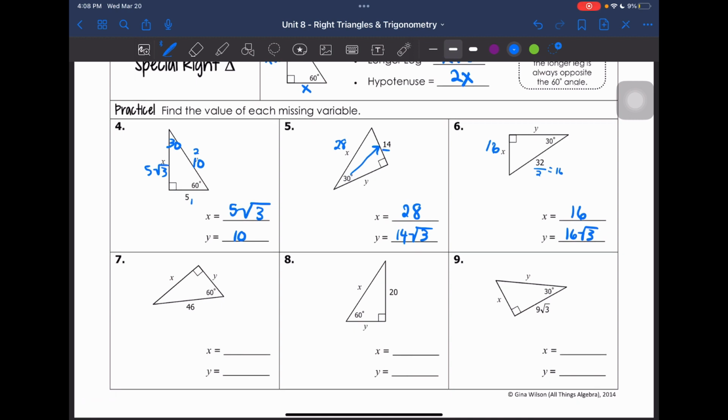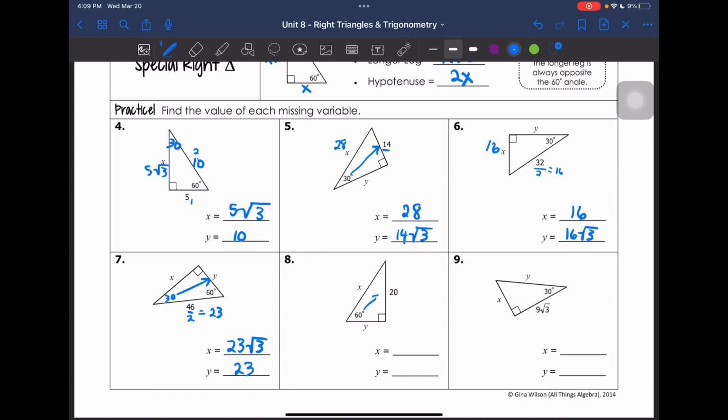Number 7, again, we're given the hypotenuse. So I can just take that number 46 and divide it by 2, and that'll give me my shorter leg. 46 divided by 2 is 23. The shorter leg is going to be the y in this instance. So I'm going to write 23 over here. And then my longer leg is just 23 root 3. And that's my answer.